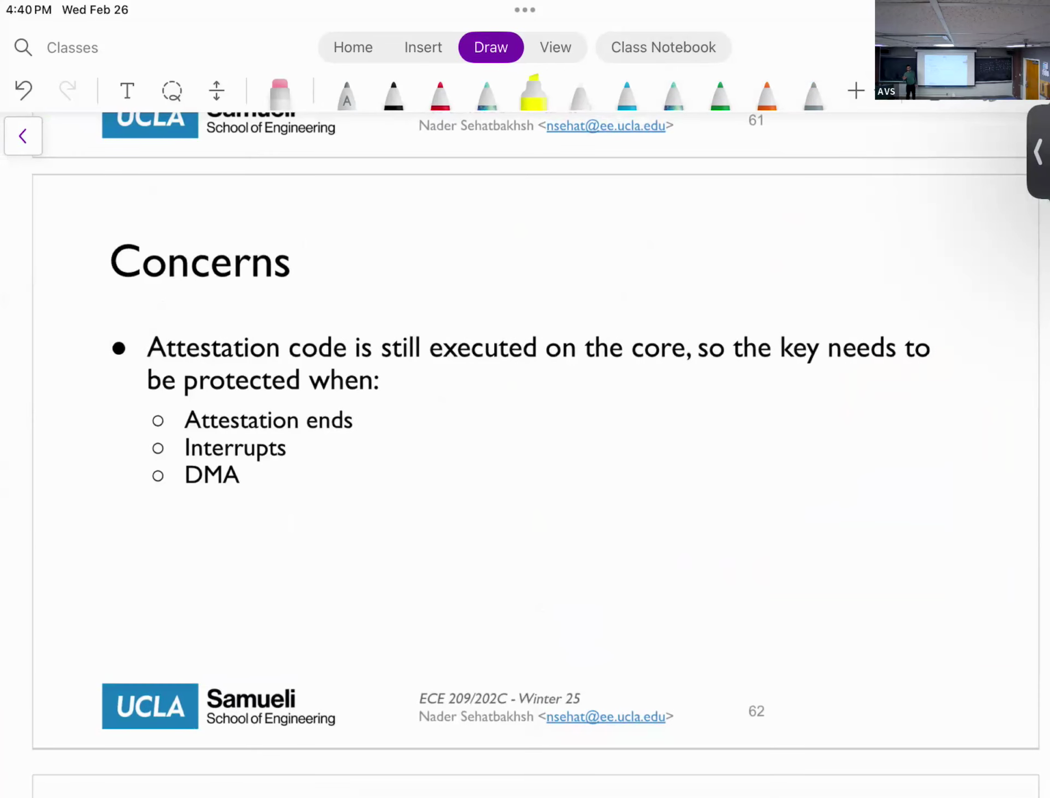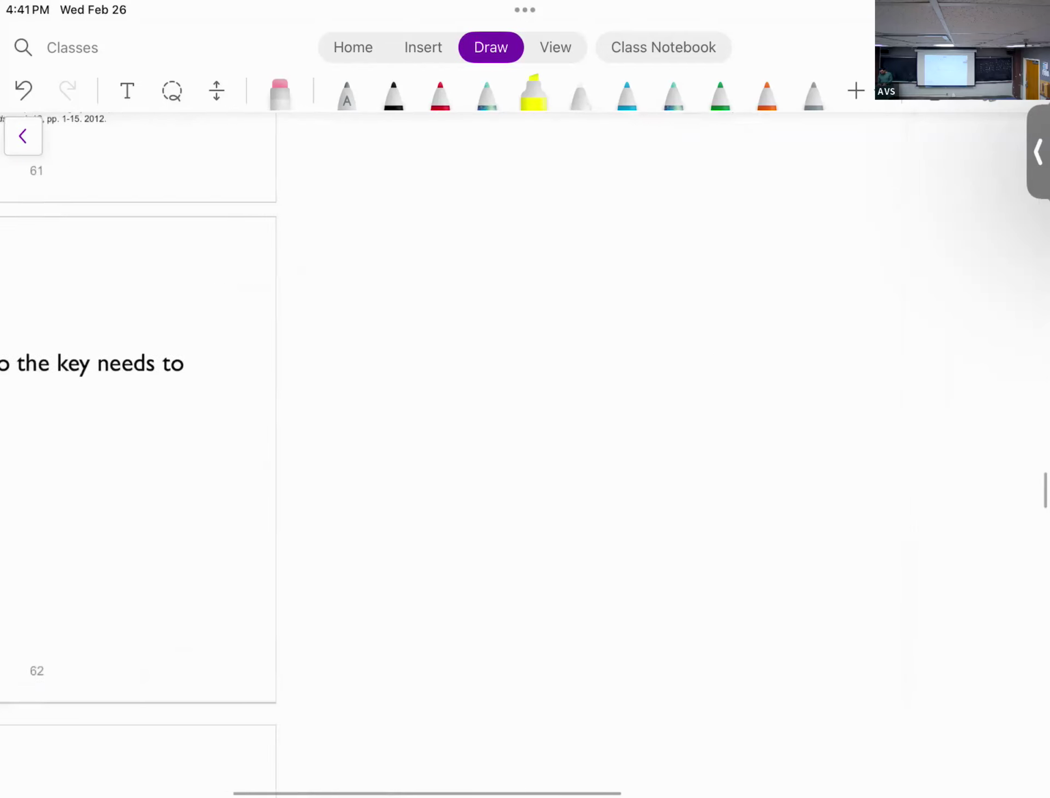So the big concern about the system is when the attestation ends, or if this process is somehow interrupted, we need to make sure that the system, like the memory and the stack and the heap and anything else, is completely wiped out clean. Okay, so for example, let's say I have a process like this that I run.